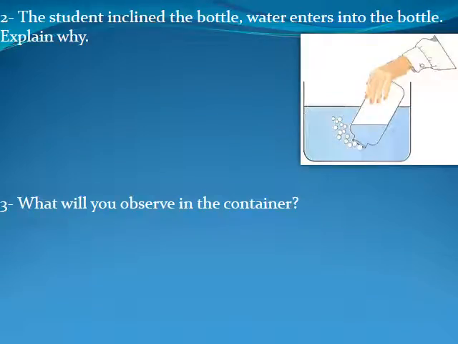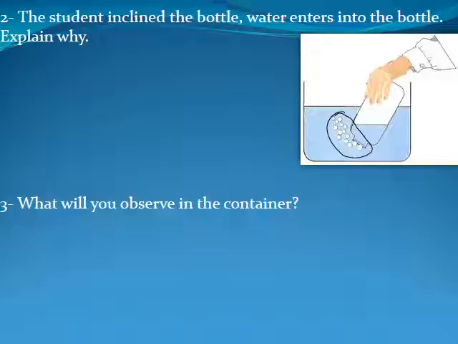Moving to part 2. The student inclined the bottle. Okay, make it like this and like this as shown in the figure. Water enters into the bottle. Explain why. Yes, Tala. Bubbles of the air come out of the bottle and water fills the bottle. Okay, excellent. So bubbles of air go out from the bottle and so water fills this bottle.